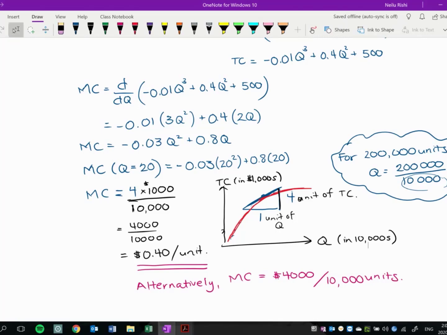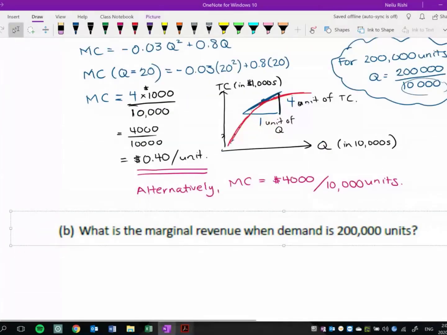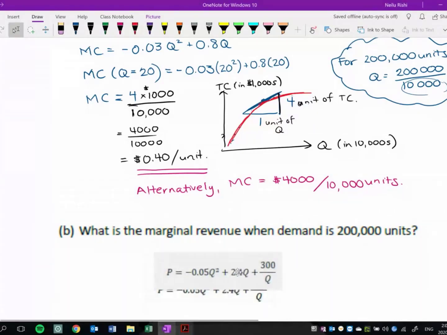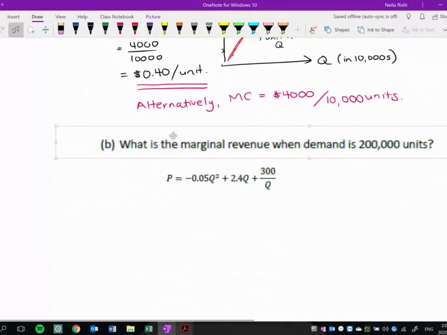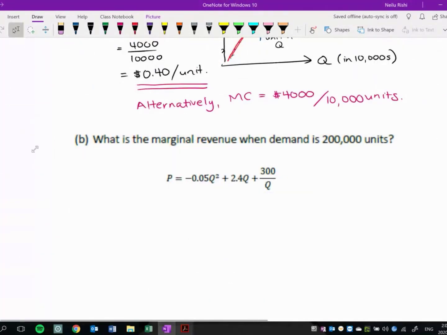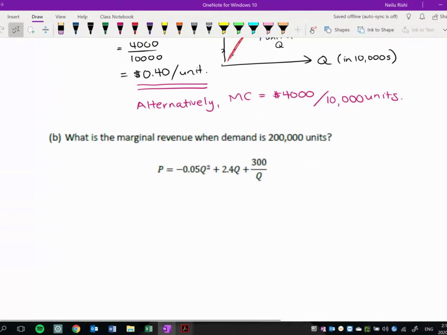Okay, part B. Part B here is about marginal revenue. So what is the marginal revenue when demand is 200,000 units? So here is my price function so that we don't have to look at it again at the top. I made that giant, 1 second. Okay, so there's my price function.